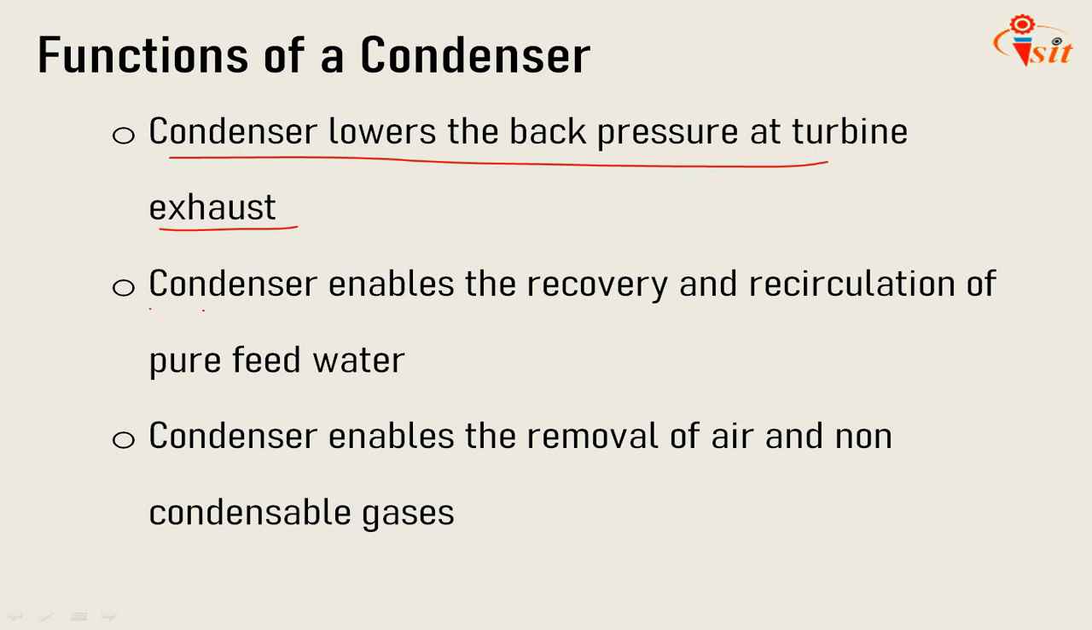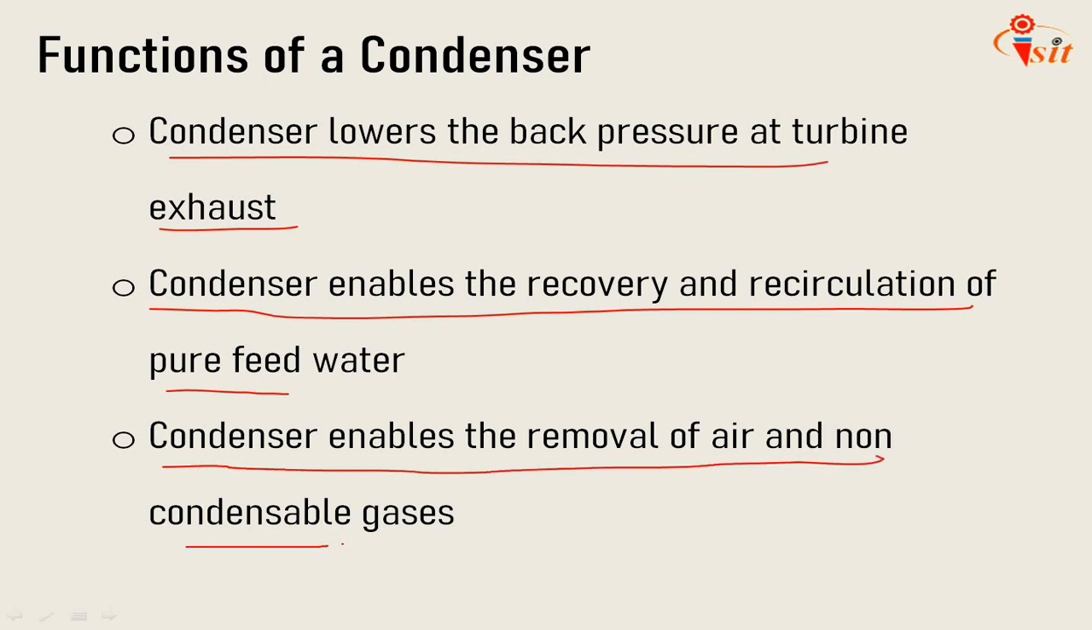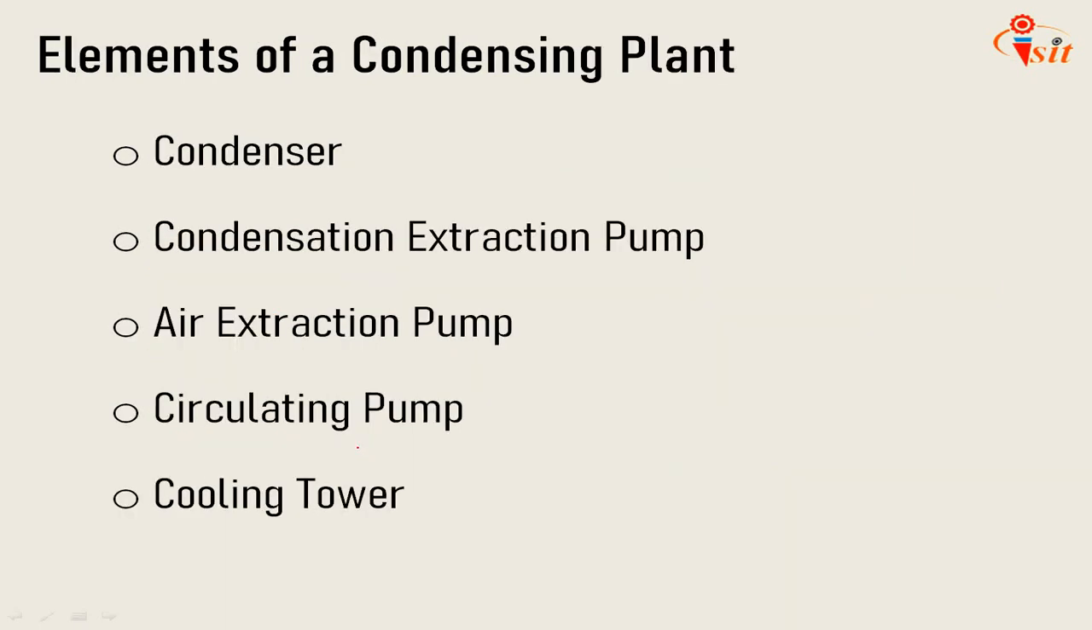Second function is the condenser enables the recovery and recirculation of pure feed water into the plant. Thus the cost of water softening plant is reduced. It also saves the cost of fresh water to be supplied to the boiler. The last function is the condenser enables the removal of air and non-condensable gases from the steam. Thus the heat transfer rate is improved and tube corrosion is reduced. Okay, so these are the functions of condensers in the steam power plant.